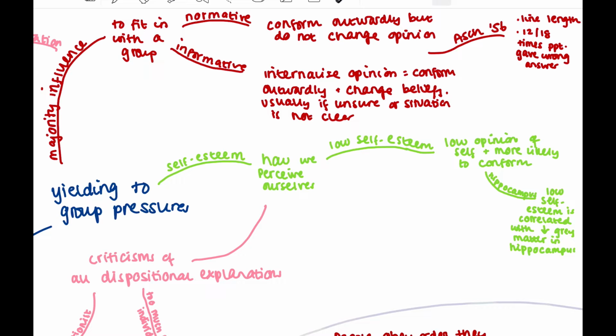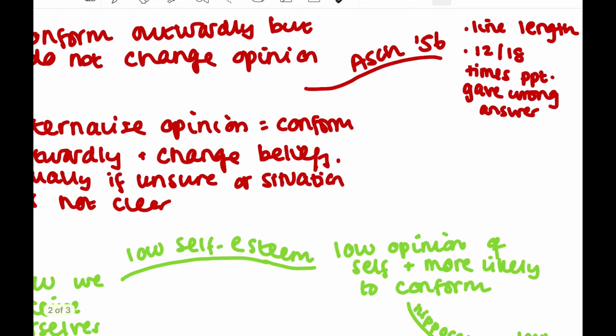So in Asch's study, you had to identify which line length was most similar to a particular line that they'd given you. Now, 12 out of 18 times, participants actually gave the wrong answer. So they changed their answer to agree with the group. So for example, the Confederate might have said, I think it is line 2, even though the answer was clearly line 3. So the participant went along with the group 12 out of 18 times.